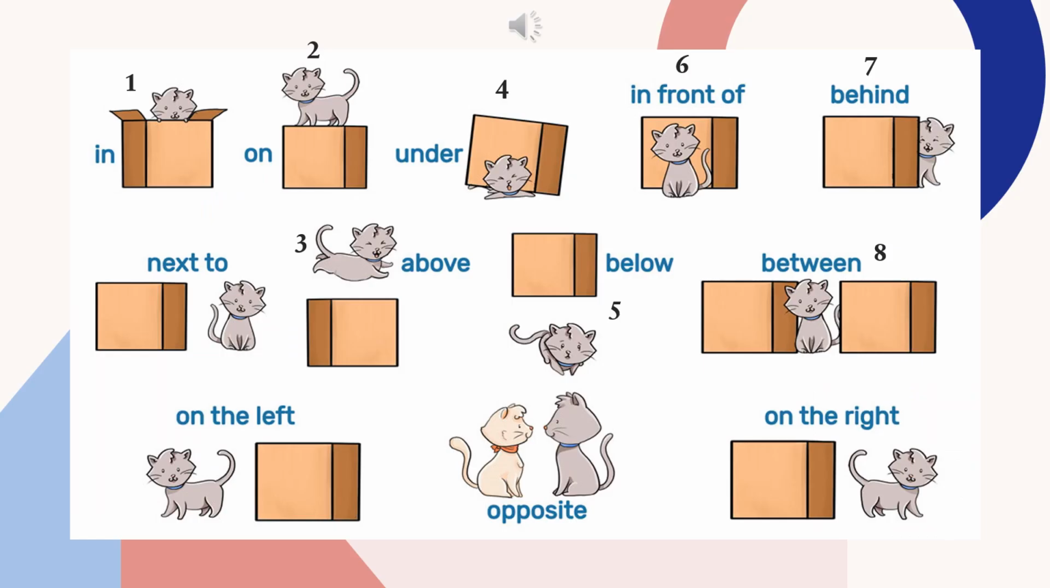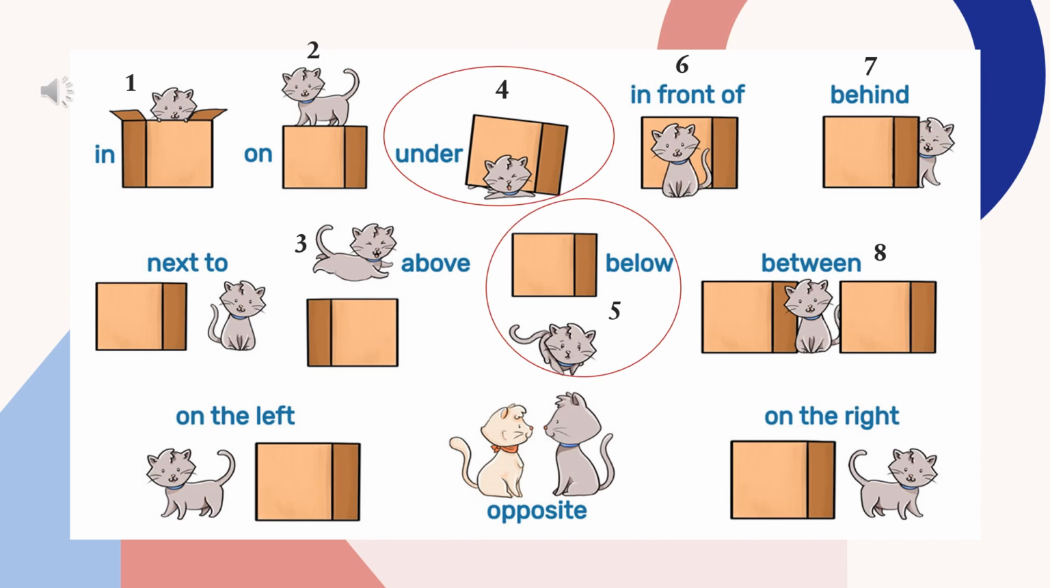Now, let's once discuss all the prepositions together. The first picture indicates in, as you can see, the cat is in the box. The second one indicates on, and you can see that the cat is in contact with the box. So the feet of the cat are touching the box. But when you move to the third picture, you can see that the cat is at a higher level than the box, but it is not touching the box. So here we use the preposition above.